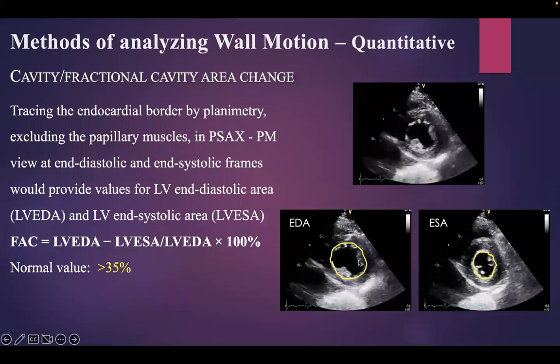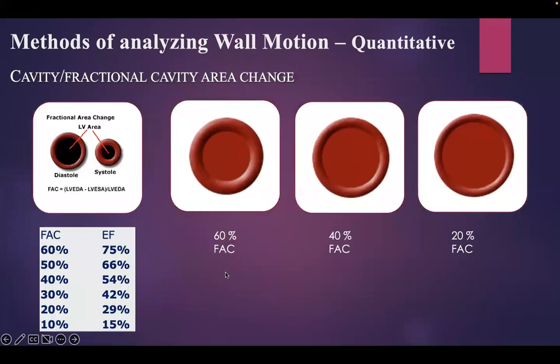You need to exclude them from the cavity, and then you trace it in the end diastole and in the end systole. By using this formula, LV end diastolic area minus the LV end systolic area divided by the LV end diastolic area, we get the fractional area change. Any value more than 35% is considered to be normal. Again, the fractional area change can be used to estimate the ejection fraction.